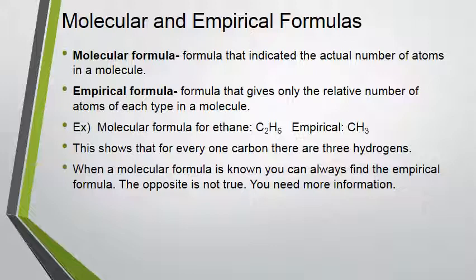It's an empirical formula. So when a molecular formula is known, when we know this first formula, we know C2H6, we can always get the empirical formula. We can always reduce numbers. That's not a hard thing to do. But if we're given the empirical formula, we can't always go back to the molecular formula easily, because we don't know that we have to multiply by 2 to get to this. You can't just predict that. You need more information. We'll be dealing with that process later on in another chapter.